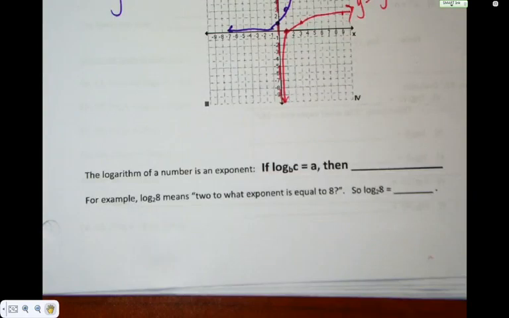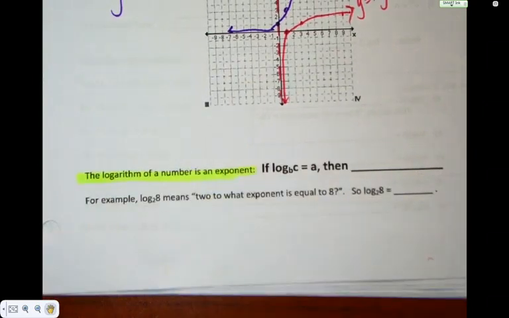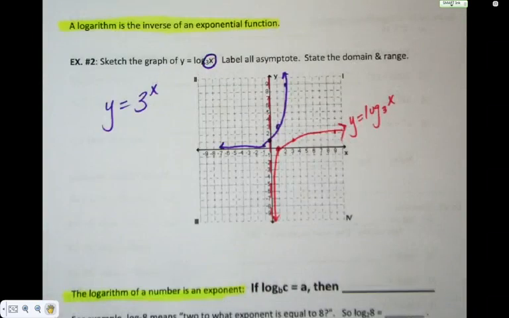The logarithm of a number is an exponent. Oh, sorry. Am I going too fast?